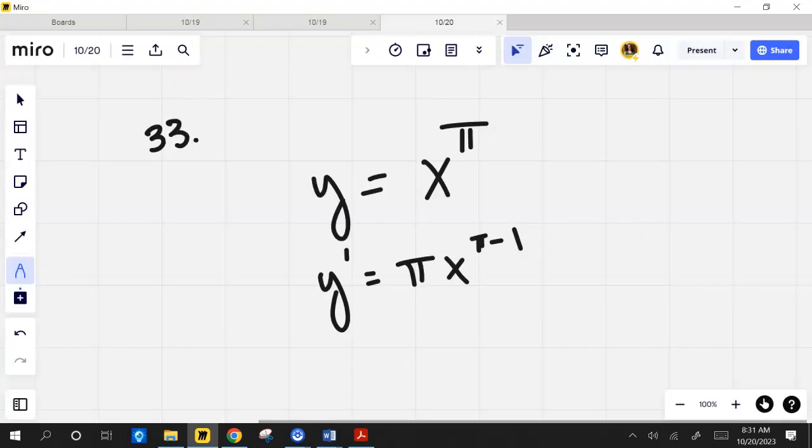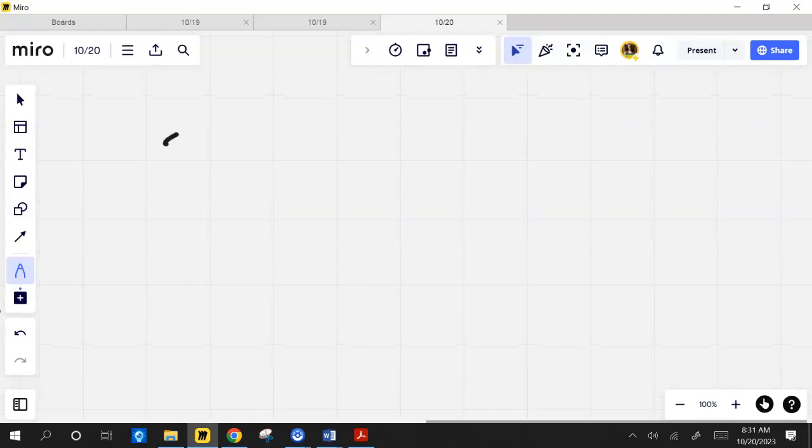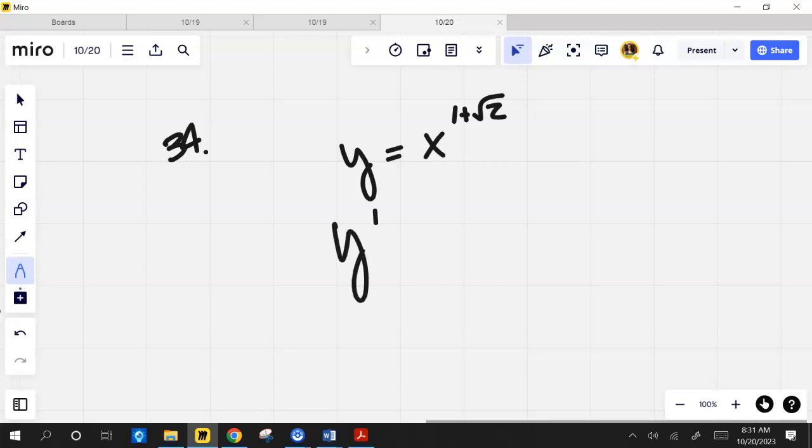Whoa. Okay. Do which one? 34. Whoa. So again, that's a constant, right? Agreed? So the derivative here would be, I'm going to bring it around front. I'll probably throw that in parentheses to make sure I keep all that straight. And I'm going to subtract 1 from it, which just leaves me with square root 2. 100%.